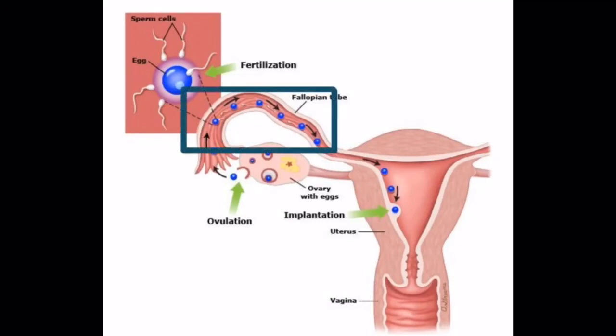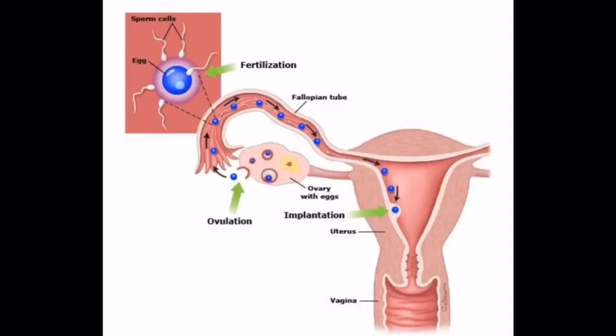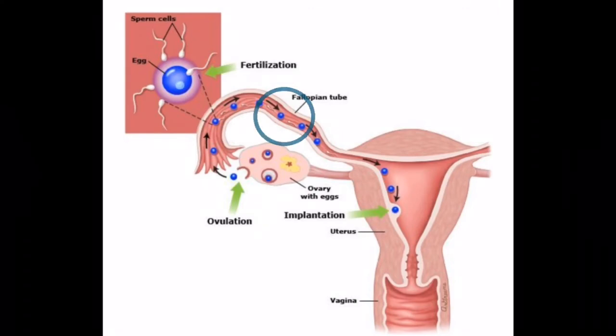Next, we'll look at causes of infertility related to the fallopian tubes or to the pelvic anatomy. Prior pelvic infection, endometriosis, or prior surgeries are the main causes for distorting the pelvic anatomy. These conditions can result in the tubes being blocked, either at the beginning part of the tube, called the proximal tube, or at the end of the tube, called the distal part of the tube. The tubes can also be blocked if the patient has a history of prior tubal ligation, where the tubes will be occluded in the mid portion of the tube.